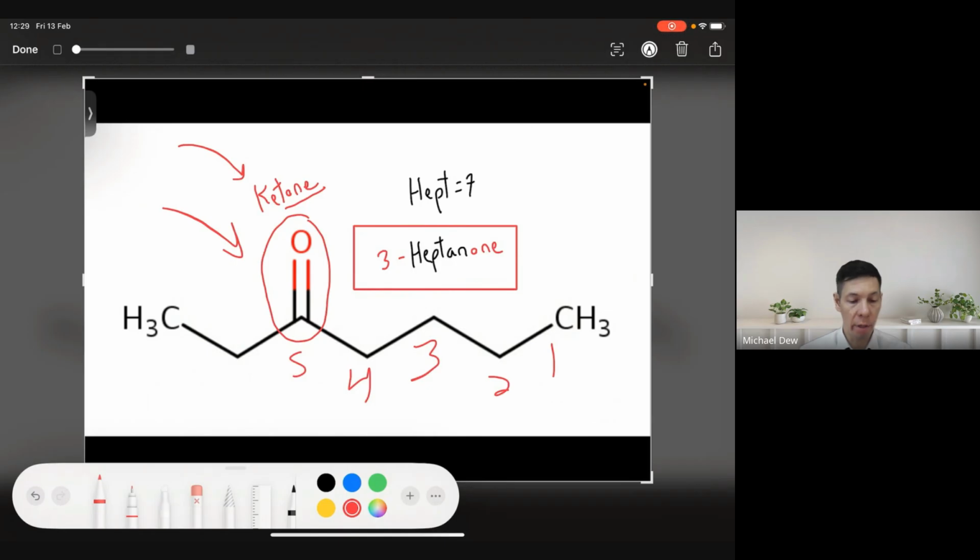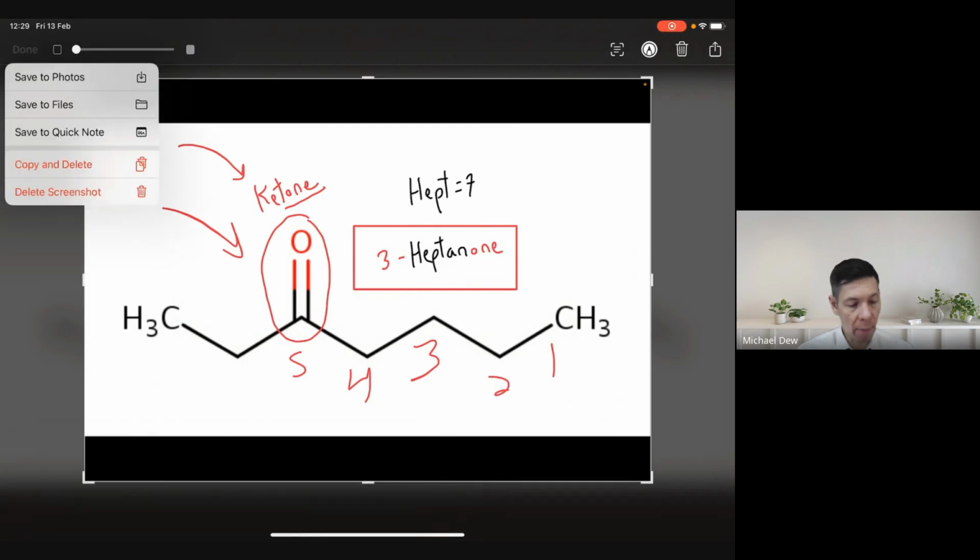So that's 3-heptanone. Hept from the 7 carbons, O-N-E meaning ketone functional group, and carbon 3, that's where the functional group for the ketone is found. All right, so keep that in mind.